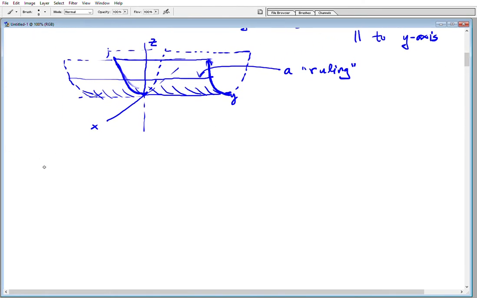All right, we're going to look now at something called quadric surfaces. We saw a couple last time. A cylinder is not a quadric surface. Let me just show you what a quadric surface is. A sphere is a quadric surface. They're going to take a certain form.